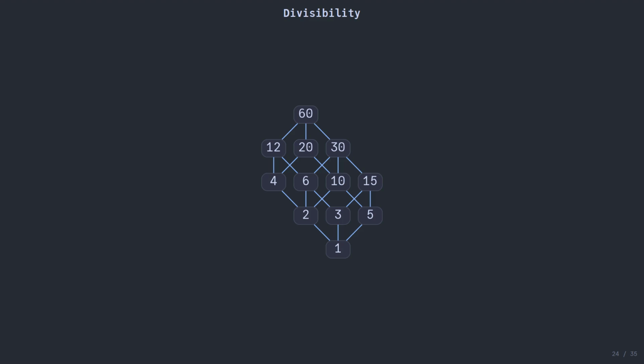Under this ordering, 2 divides 6, so they are related. The meet in this structure is the greatest common divisor. The join is the least common multiple. Every pair of natural numbers has a unique GCD and a unique LCM. So this structure also forms a lattice. On the screen, you see the Hasse diagram of the divisors of 60. It is a beautiful example of how arithmetic naturally forms a lattice.